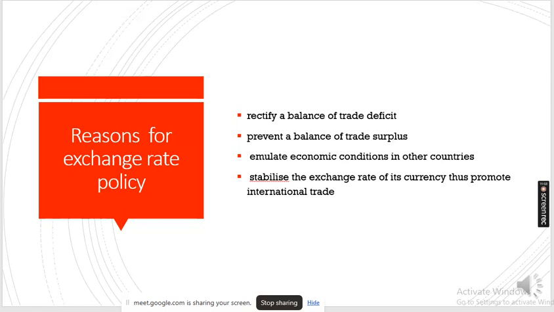Also to stabilize the exchange rate of the currency, thus promoting international trade, to ensure that our currency is stable. If your currency is stable, it's easy for you to trade with other countries. But if it's unstable, people will think that your currency is volatile. Because it is volatile, they will be afraid of trading with you. They will think that your currency will lose value each and every time.